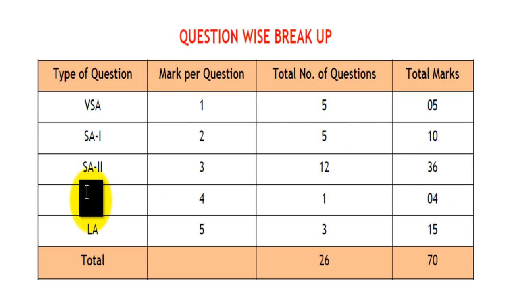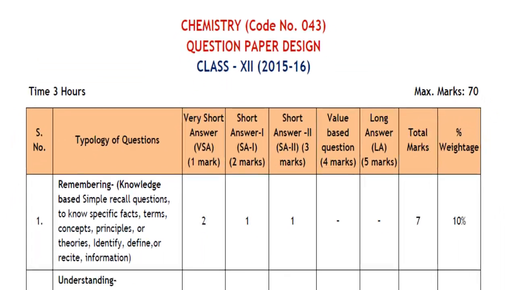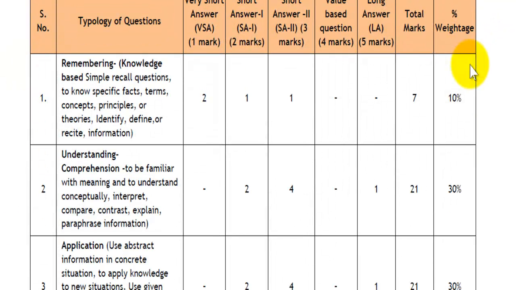There is a value based question which carries 4 marks. There is 1 such question totaling to 4 marks. And then there are the long answer type questions which have 5 marks each, and there are 3 such questions totaling to 15 marks, and in all they total to 70 marks. This is the design of the question paper.